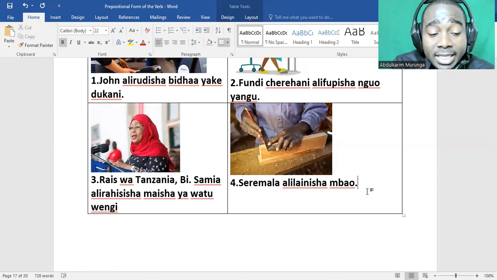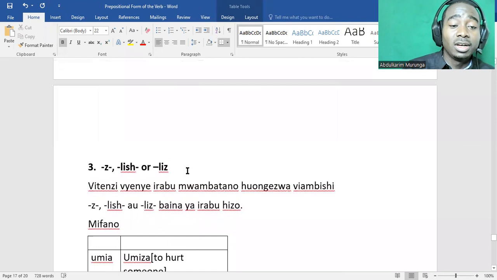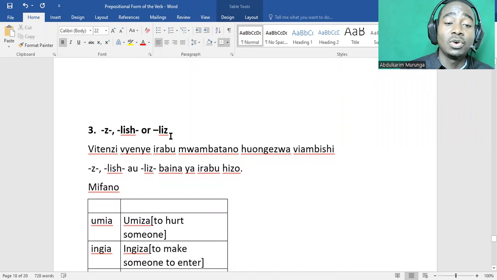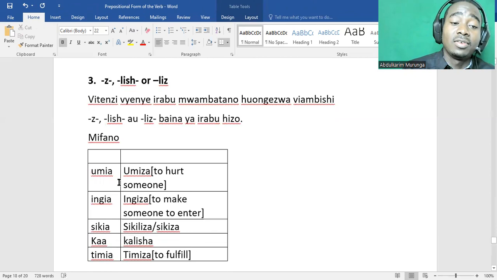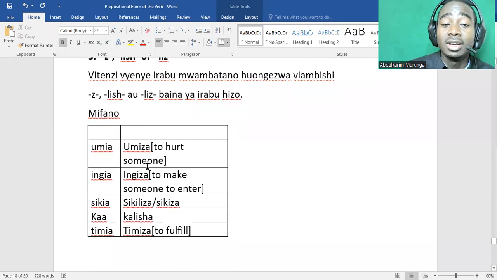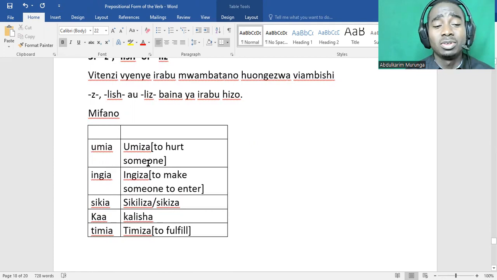Okay, let's continue. Tatu, this group three here are the Z, Lish, or Liz. Now, vitenzi vyenye irabu mombatano, this is a double vowel, huongezwa vyambishi, this Z, Lish, or Liz can be added between these vowels. Mostly we add this Z, okay? Let's see the first example here, umia. Umia is to get hurt. Umiza is to hurt someone. You don't hurt people. Usiumize watu. Umiza is to hurt.